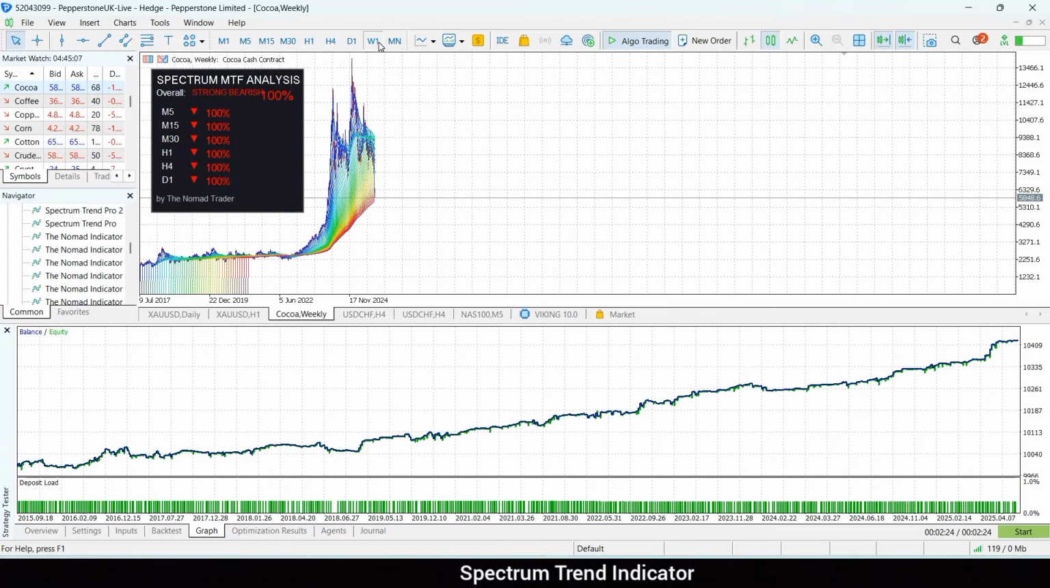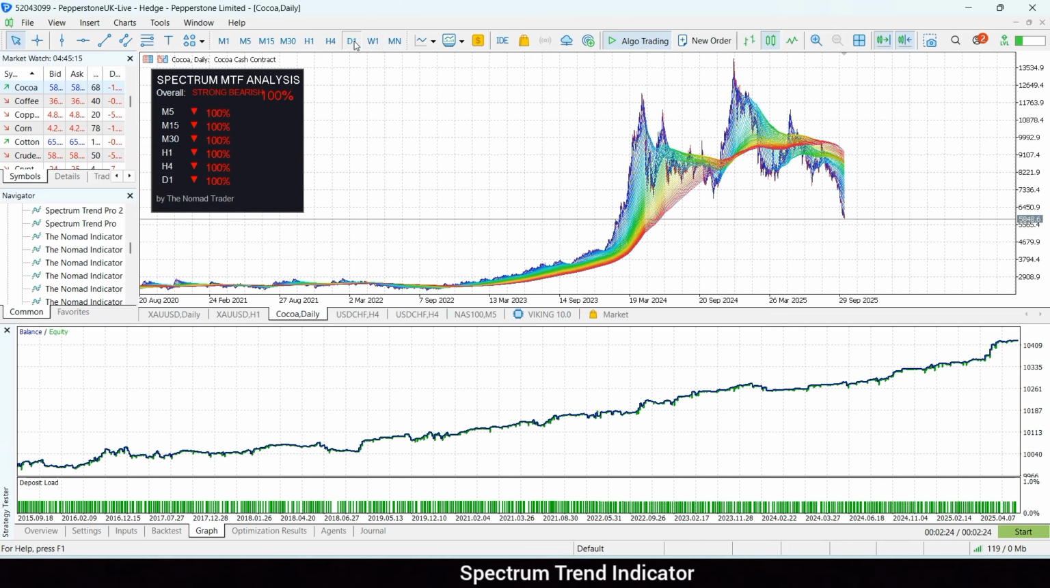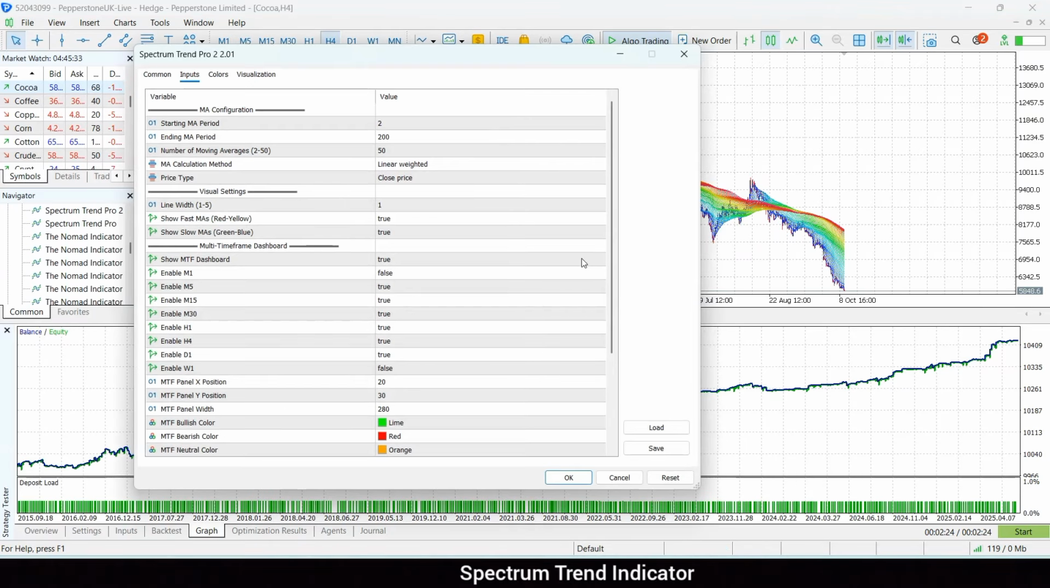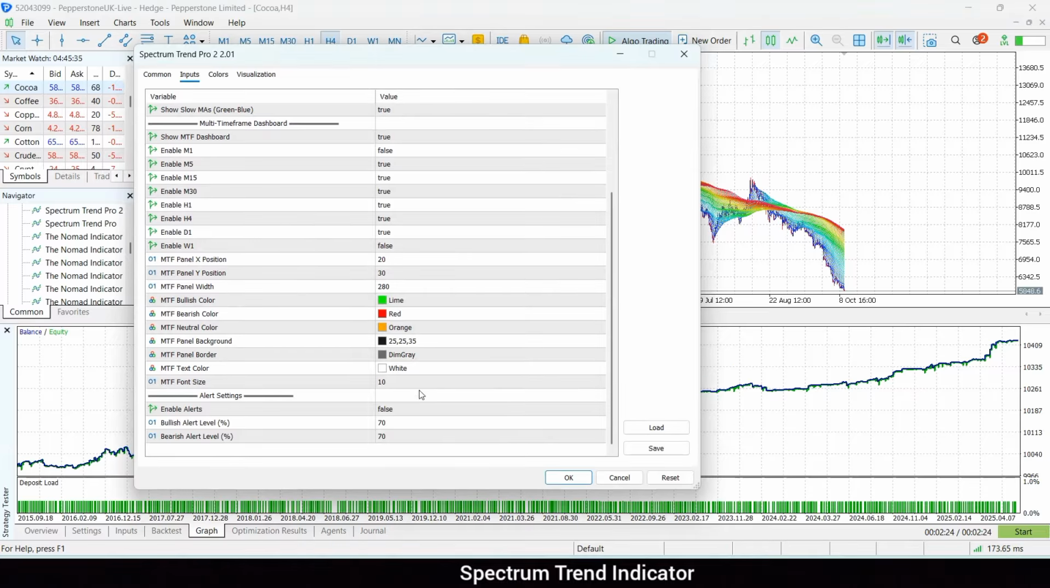Let's see the weekly. Yeah, man, it is down. We don't have the weekly here, but if you are interested, let me know in the comments, because I can add the weekly chart as well for a very long term analysis. And you can also have an alert in this, as you can see here.